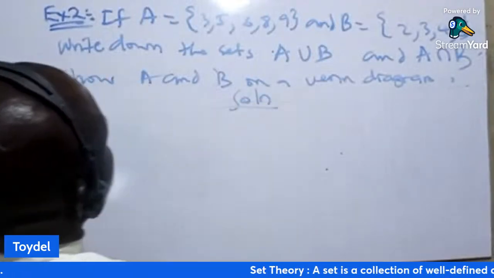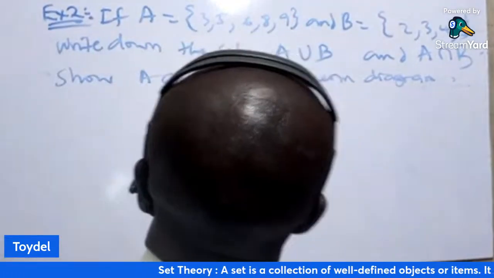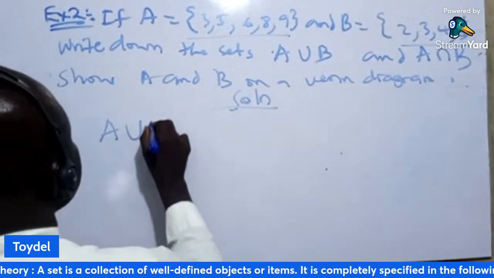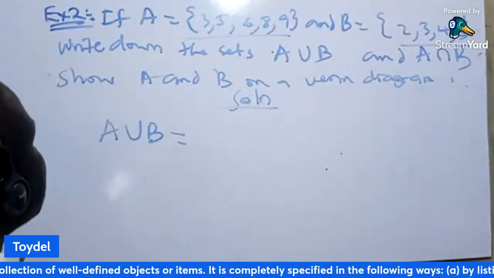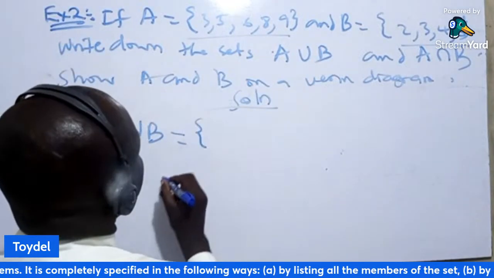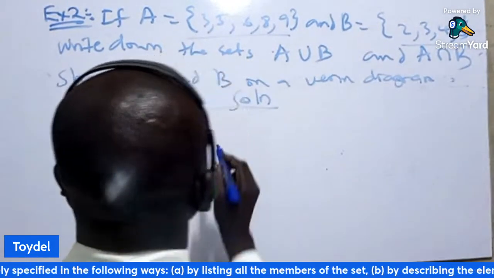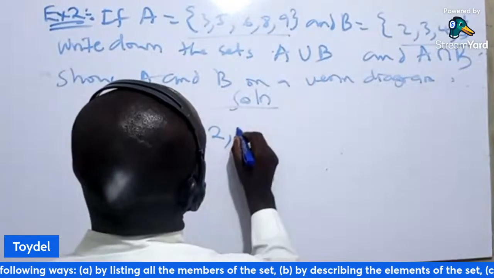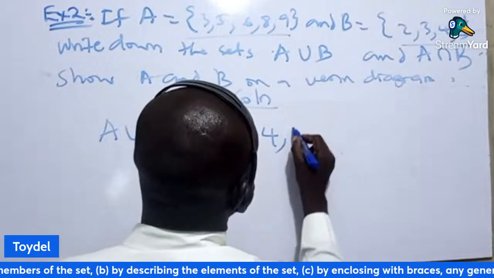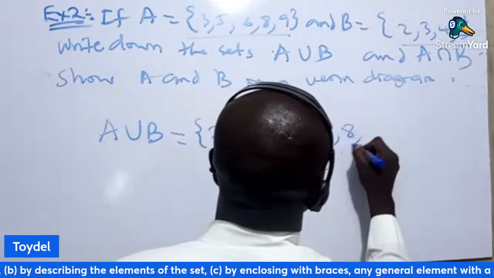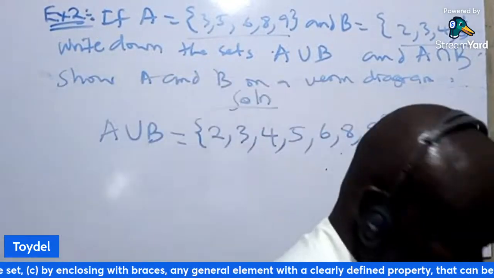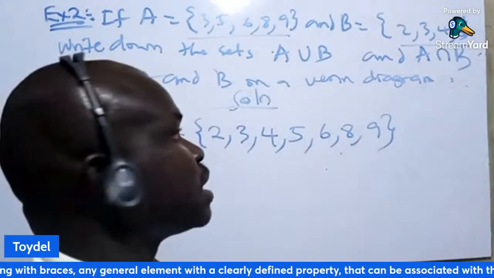Solution. So this is A. A is given as this, and this is B. So the first one, what is A union B? A union B will be the elements that you have in A or B or both. Then let's check it out. We have 2 in B, we don't have in A, you pick it. We have 3 in both, you pick it. We have 4 in B, not in A, you pick it. You have 5 in both, you pick it. 6, 8, and 9. So this is A union B, the elements that you have in A or B or both.